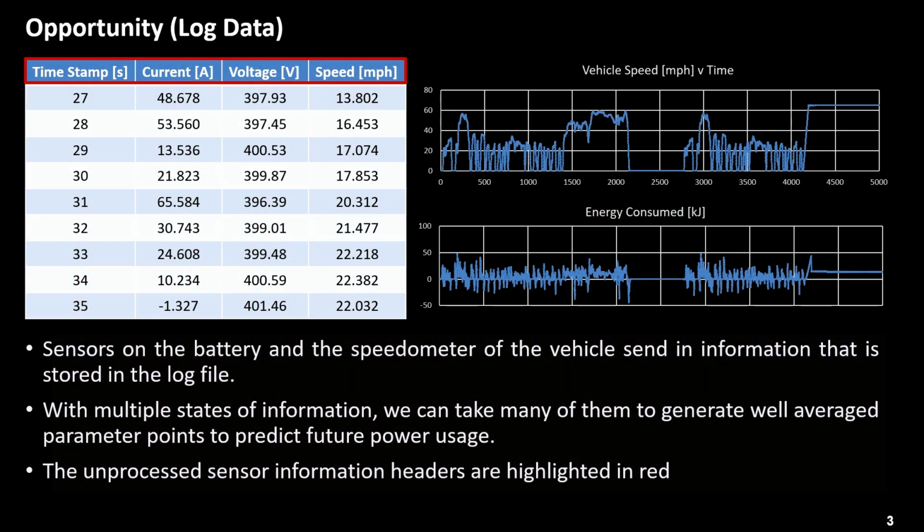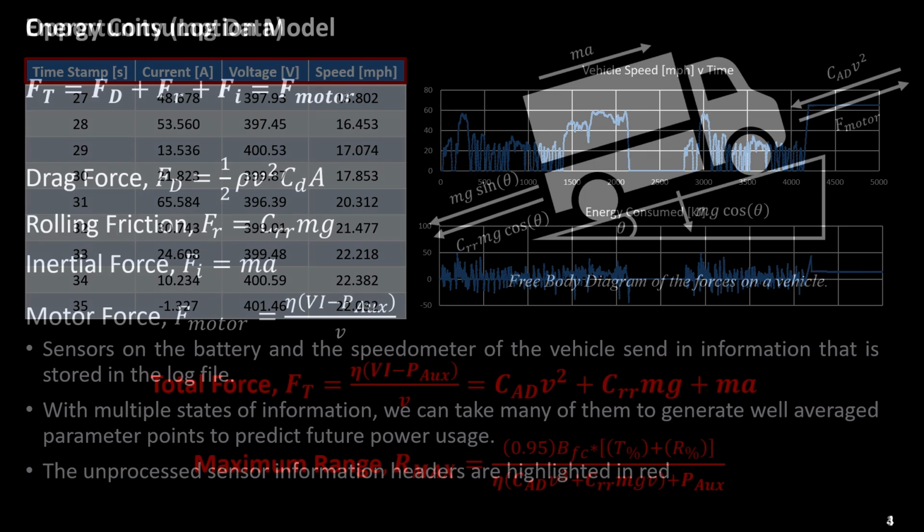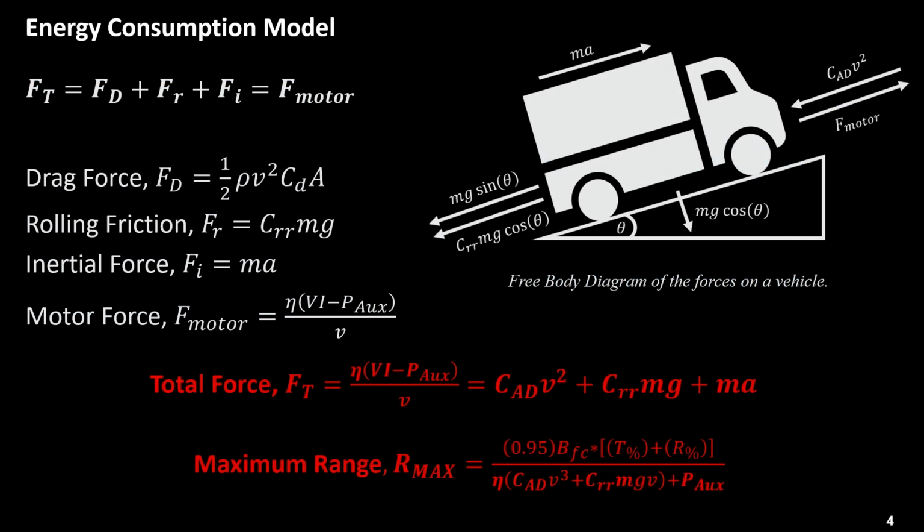By leveraging log data from the EV's battery, more accurate parameter estimation can be done for the individual vehicle during a trip. The log data is comprised of a timestamp, the current, the voltage, and the vehicle speed. The log data can be used with traditional physics to create an energy consumption model of the vehicle and solve for the variable parameters of the trip.